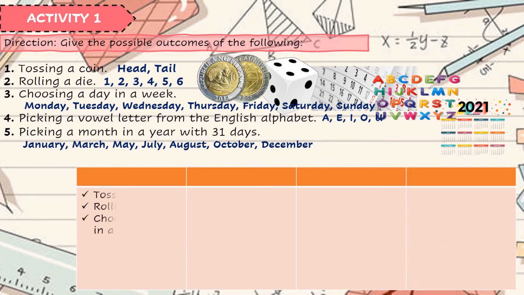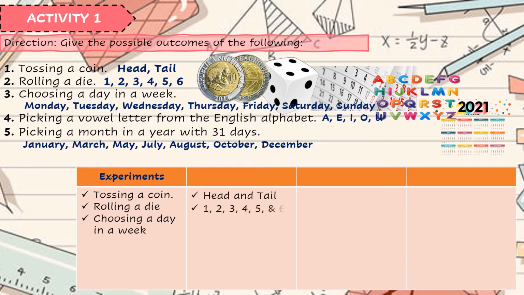So from this activity, numbers 1 to 3, tossing a coin, rolling a die, choosing a day in a week, these are called experiments. Experiment is any trial or procedure done, resulting to a specific outcomes. Ayan. So, dito kasi tayo nagkaroon ng trial para magkaroon tayo ng mga possible outcomes. Kaya ang tawag dito ay experiments.